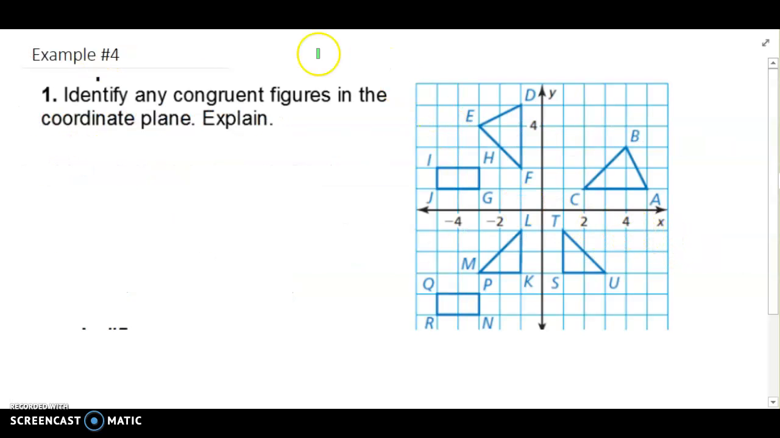All right, this one's pretty simple. It just says identify the congruent figures. So which of these figures are the same size and same shape? So that's my explanation. And I'm not going to write them. I'm just going to highlight them. So this figure and this figure are congruent figures. This triangle here and this triangle here are congruent. And then this triangle and this triangle are congruent.